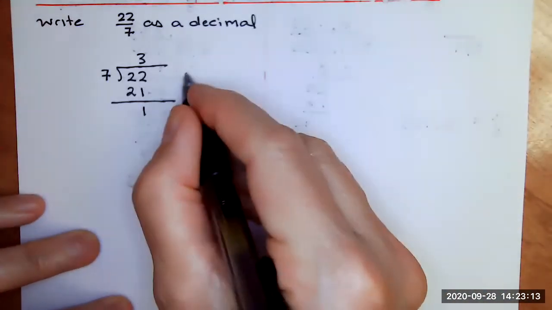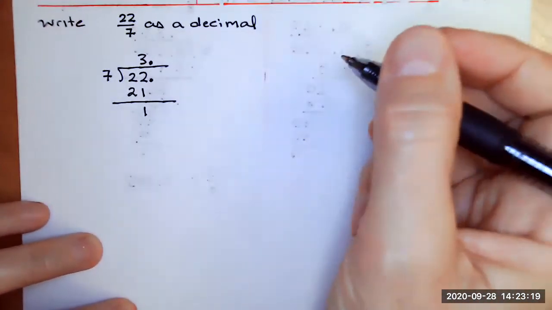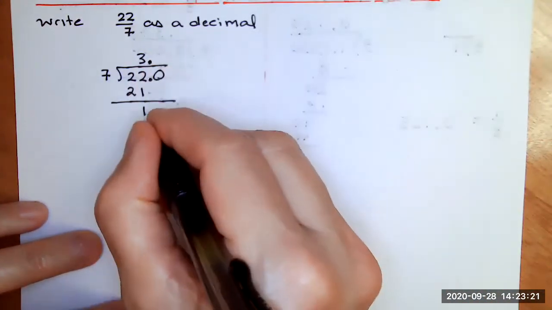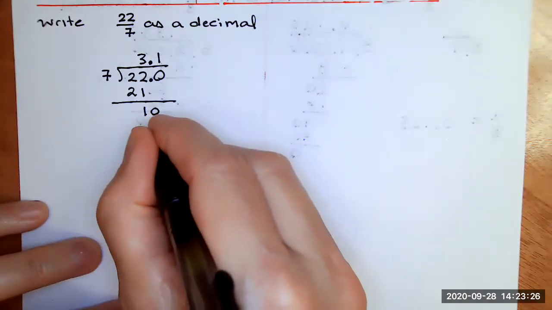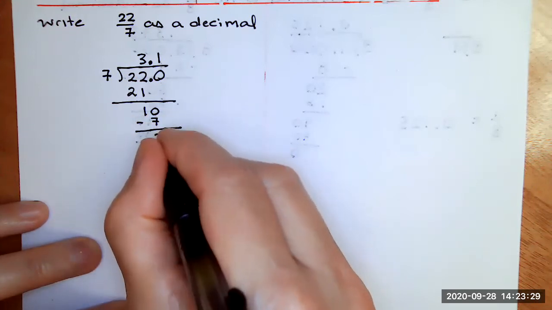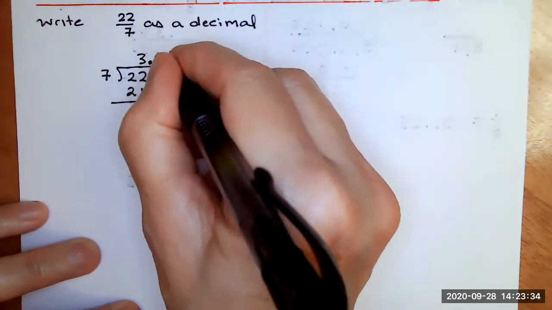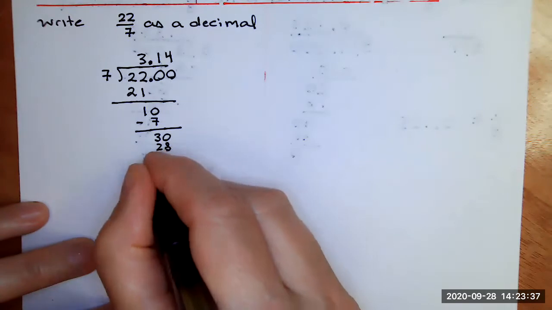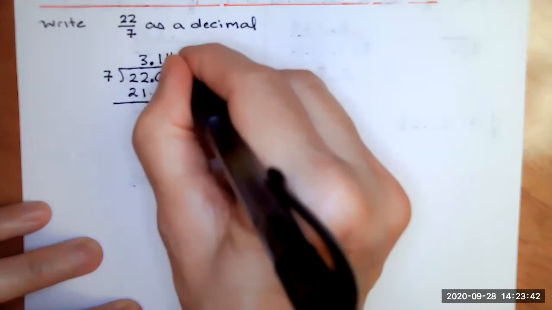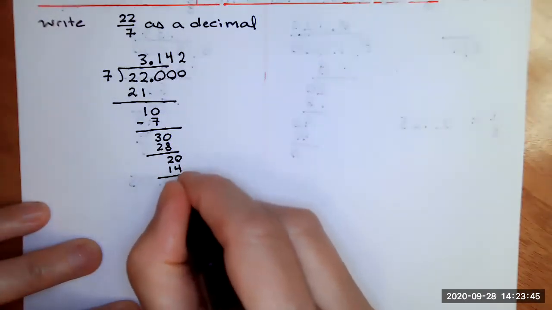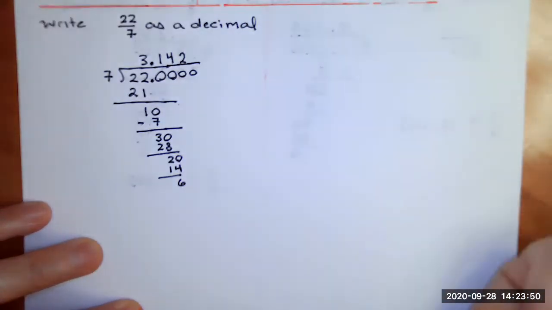And now, if I want to add zeros, I have to put my decimal point, and then you can add as many zeros as you wish. So 7 goes into 10 1 time, subtract, and we get 3, add another 0, it goes in 4 times, add another 0, it goes in 2 times, and then you just keep adding zeros.